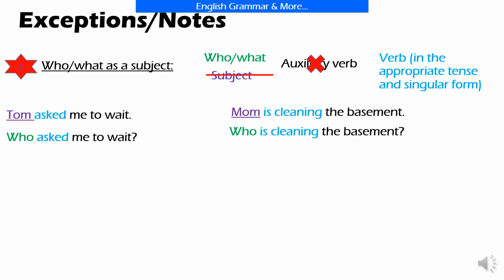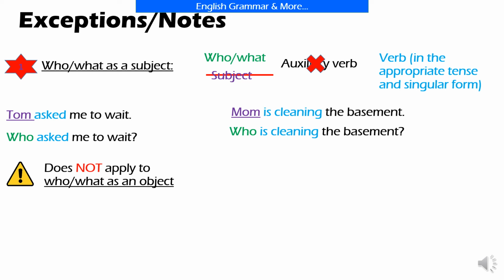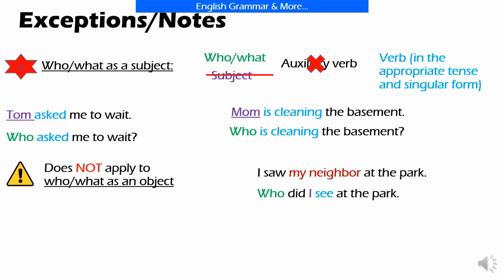Now, you need to remember that this rule only applies to who or what when they are raised to the subject of the sentence. It does not apply to who or what when they are raised to the object of the sentence. For example, I saw my neighbor at the park. In this sentence, I is the subject of the sentence, my neighbor is the object of the sentence. And if we ask who to the object of the sentence, we will say it as following. Who did I see at the park?